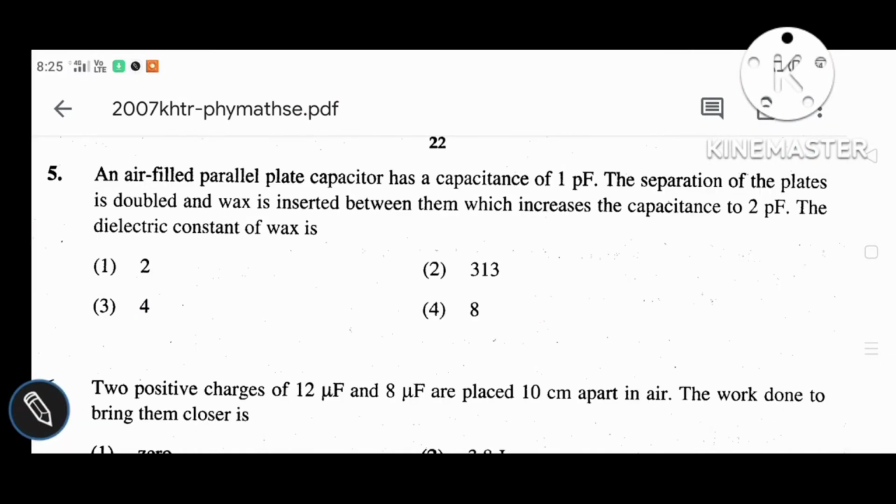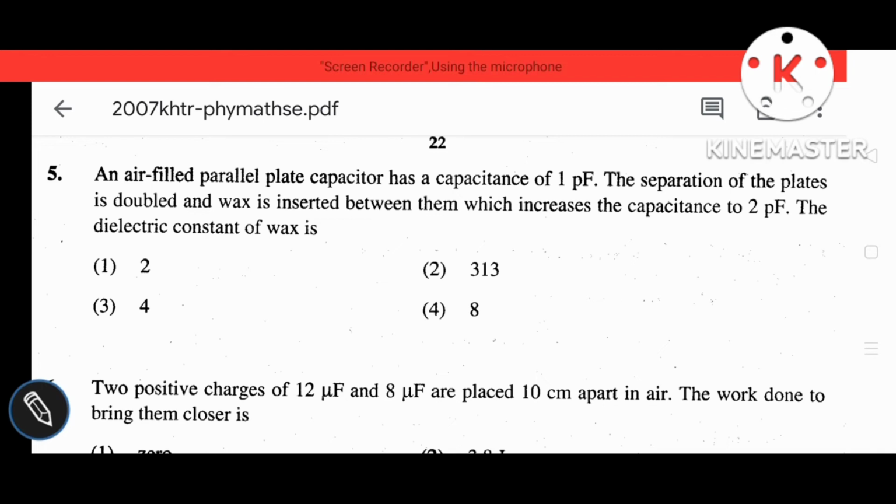Question number 5. An air-filled parallel plate capacitor has a capacitance of 1 picofarad. 1 picofarad means 1 into 10 raised to minus 12 farad. The separation of the plates is doubled and wax is inserted between them, which increases the capacitance to 2 picofarad. Then the dielectric constant of the wax is.